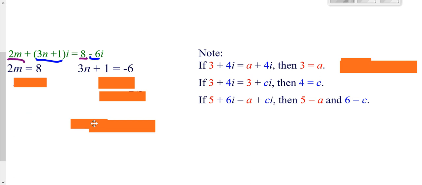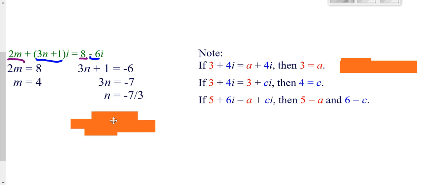On the left side here, we can just divide both sides by 2. On the one over here on the right, we can go ahead and add or subtract our 1 to both sides. And then we can go ahead and divide by 3. And we get this. So if you have a complex number equal to a complex number, the two real parts, the parts without i's, are equal. And the imaginary parts, what's in front of the i's, are equal.